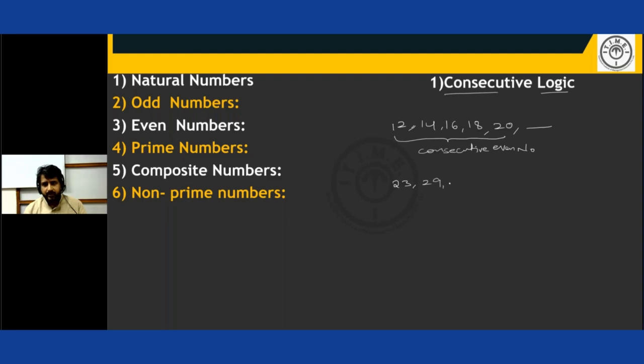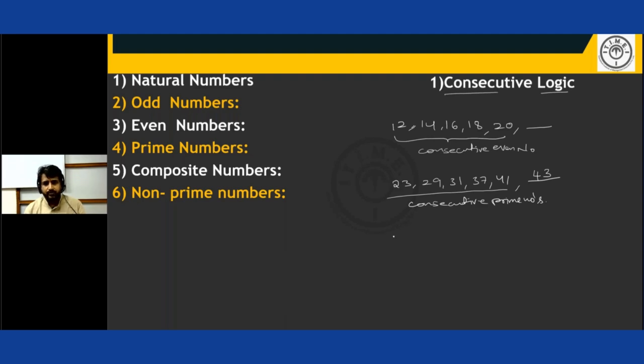Okay. Now you may be given one more example like this: 23, 29, 31, 37, 41. What is the next number in the series? And you know, 23, 29, 31, 37, 41 are consecutive prime numbers. What is the prime number after 41? 43. So here numbers themselves follow a specific pattern. What is that pattern? Consecutive prime numbers.